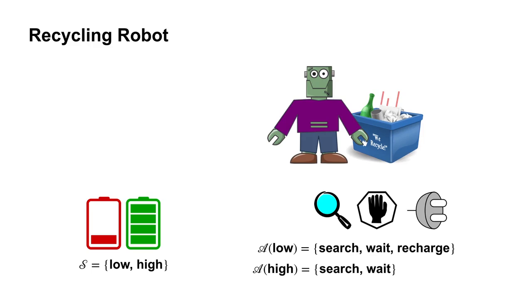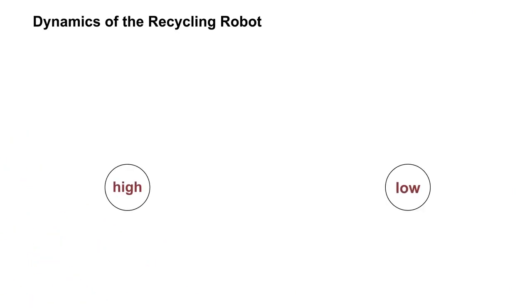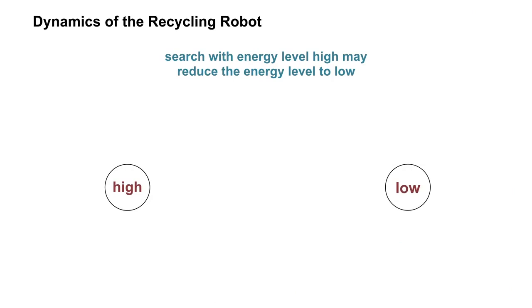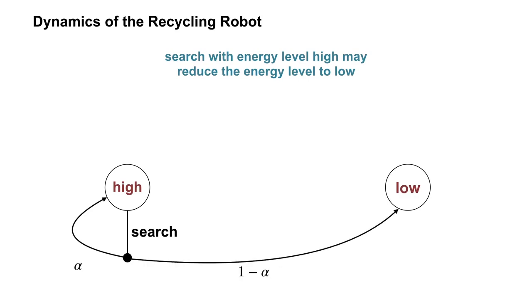Now let's consider the transition dynamics. First, let's draw the states using open circles. Searching for cans when the energy level is high might reduce the energy level to low. That is, the search action in the state high might not change the state. Let's say with probability alpha. Or the energy level might drop to low with probability 1 minus alpha. In both cases, the robot's search yields a reward of R search. For instance, R search could be plus 10, indicating that the robot found 10 cans.